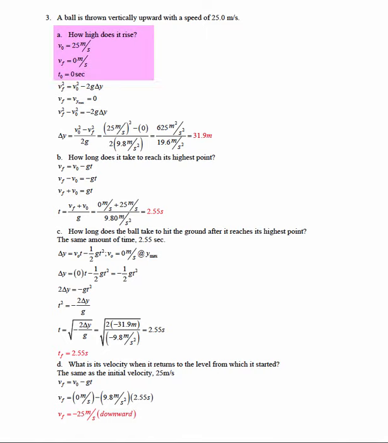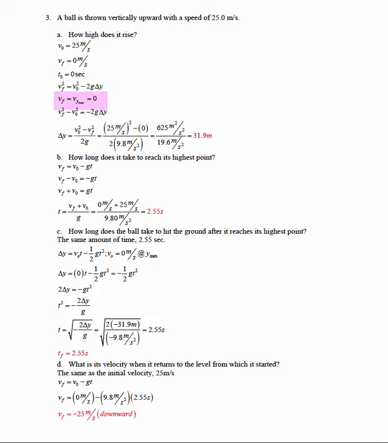So we have an initial velocity of 25 meters per second. We have a final velocity of 0 meters per second. Initial time, when we're just starting the stopwatch, is 0 seconds. So based on the values that we're given here, we can use the relationship of velocity squared final is equal to velocity initial squared minus 2 times the gravity times the change in height.